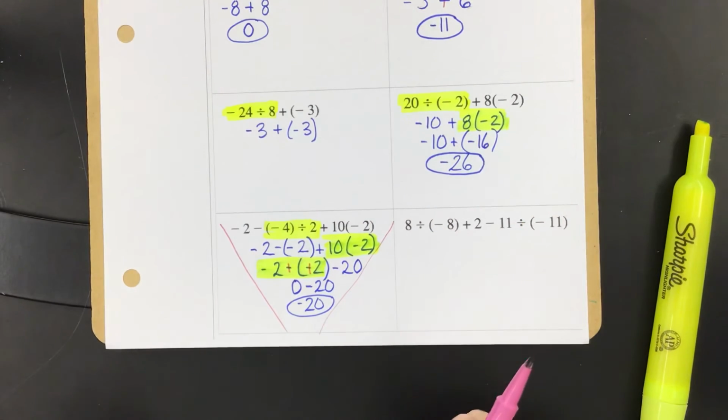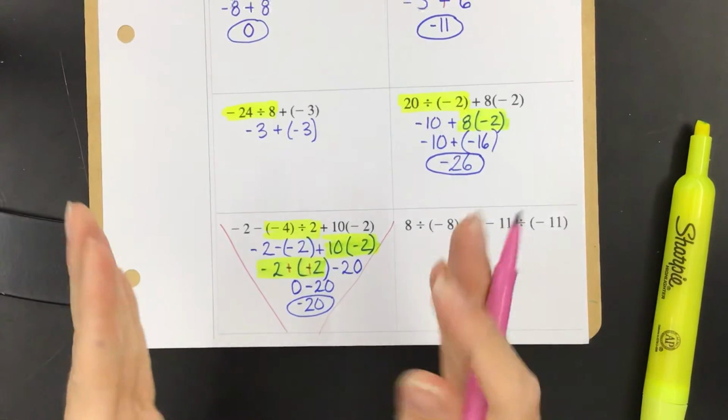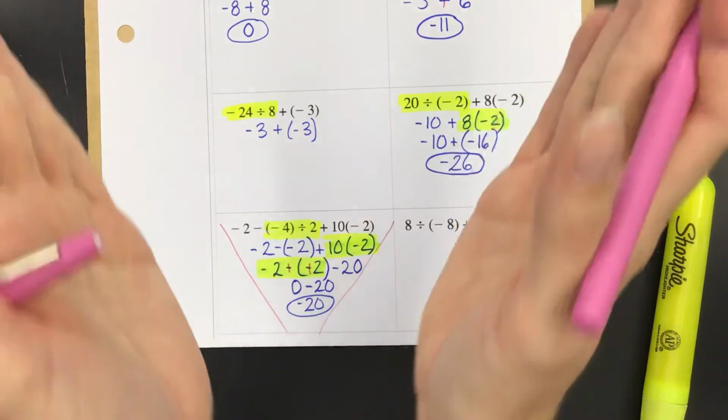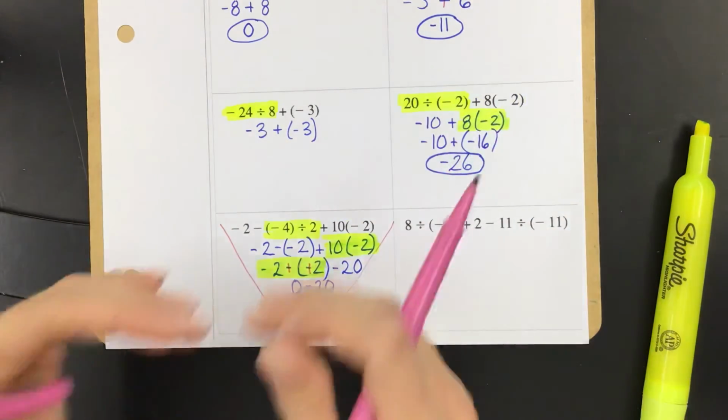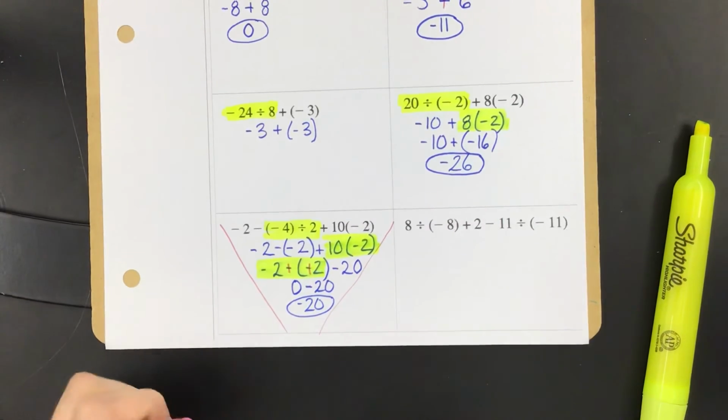Kaden, we did some really big problems last year, right? Yeah, it gets crazy, okay? So trust me, we want to keep organized. We want to make sure we're doing that work down one row at a time, okay?